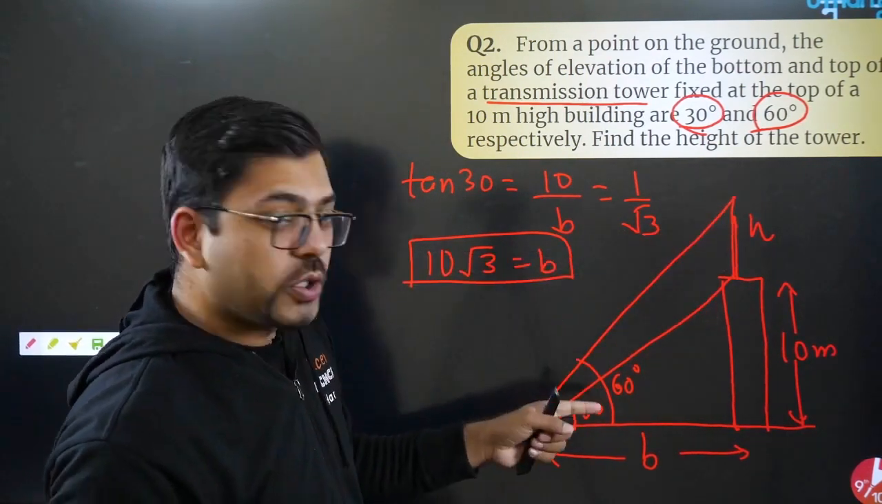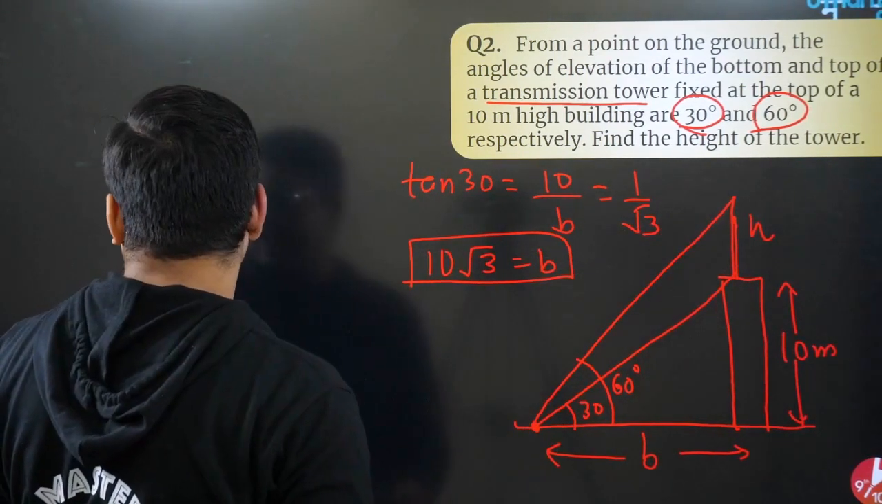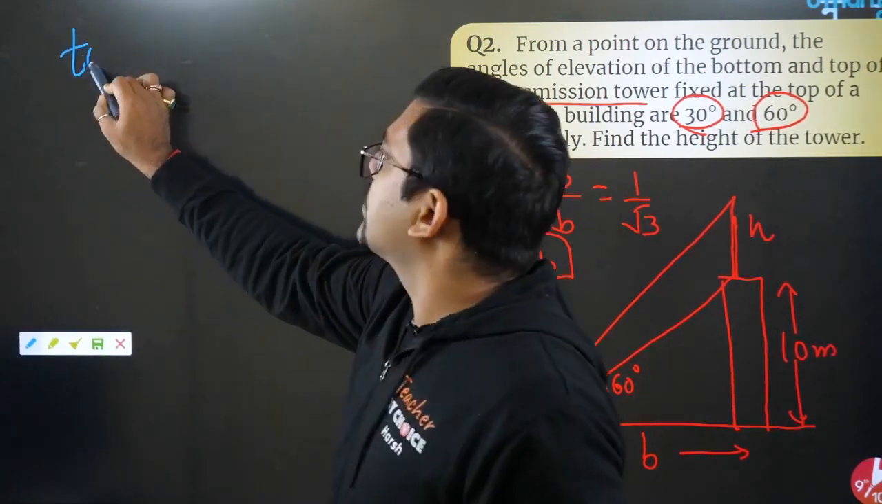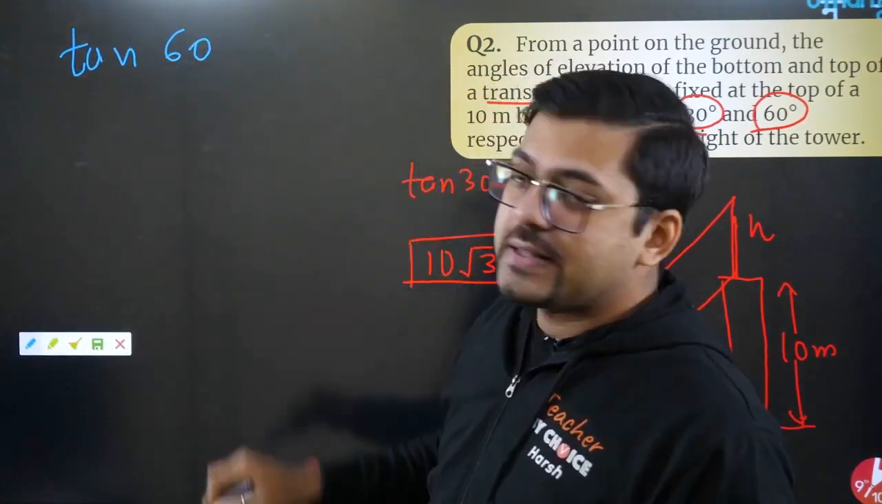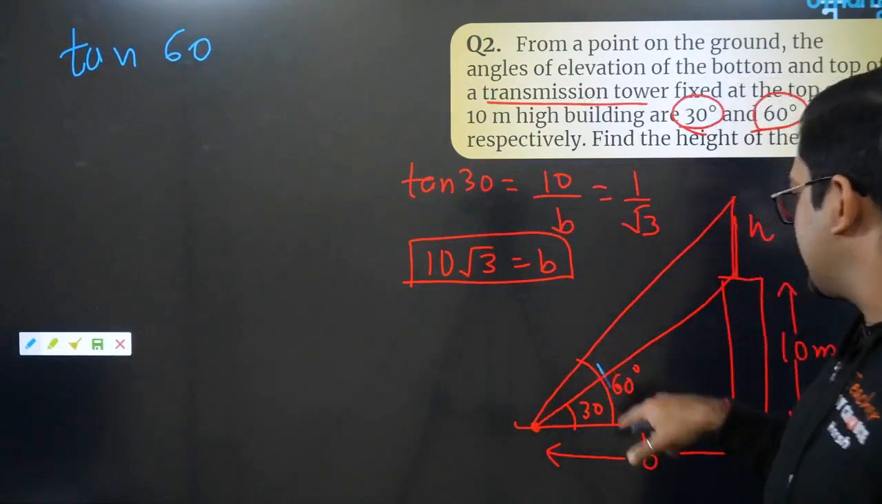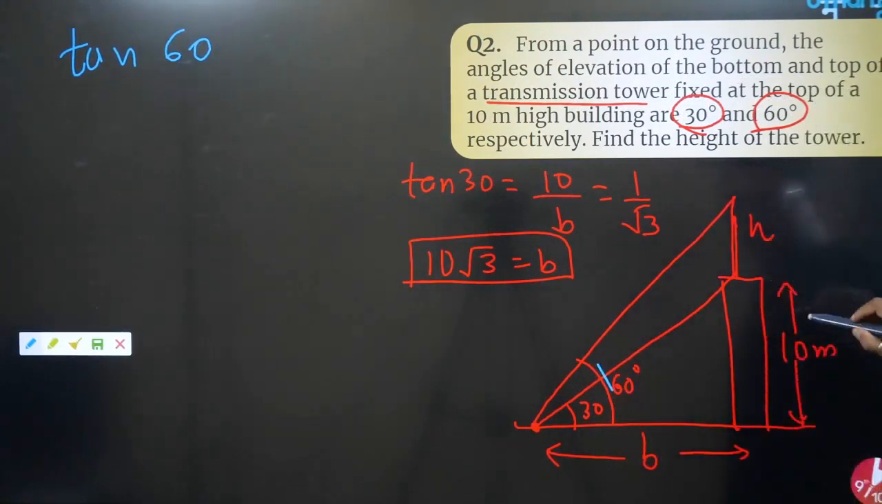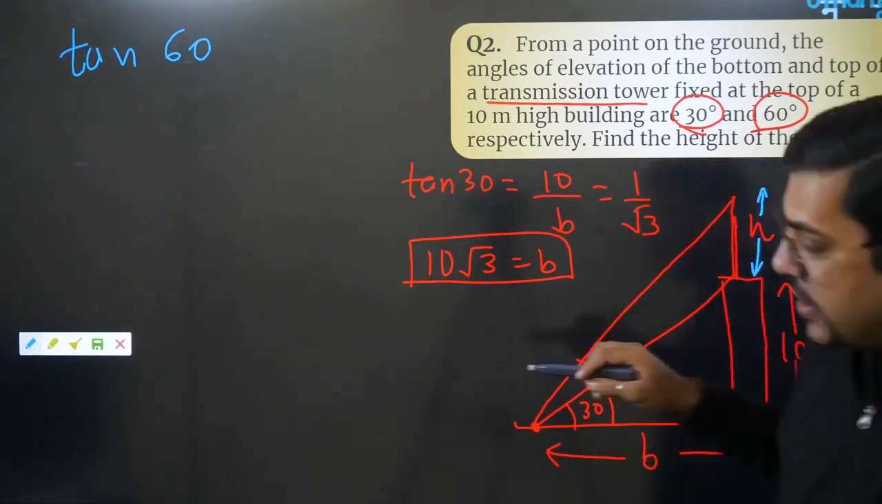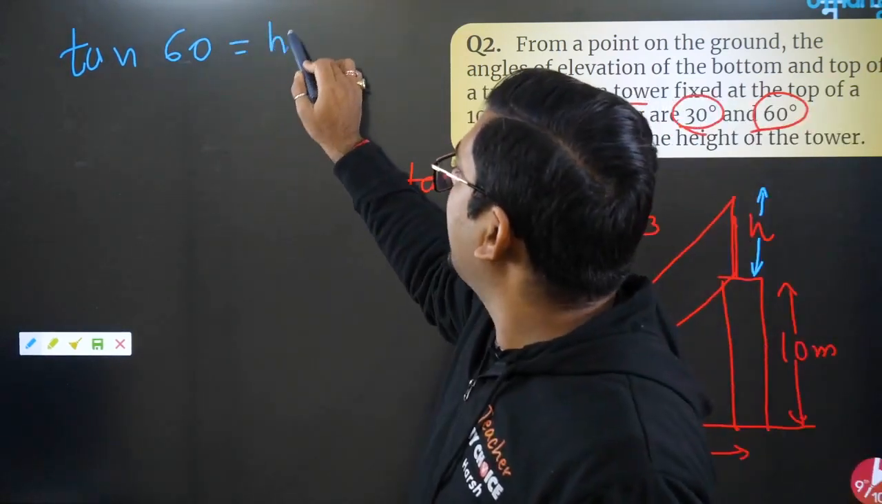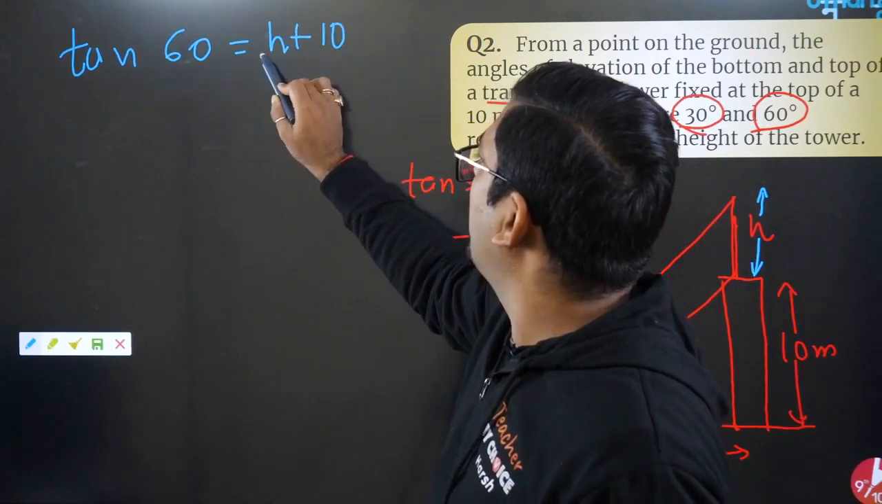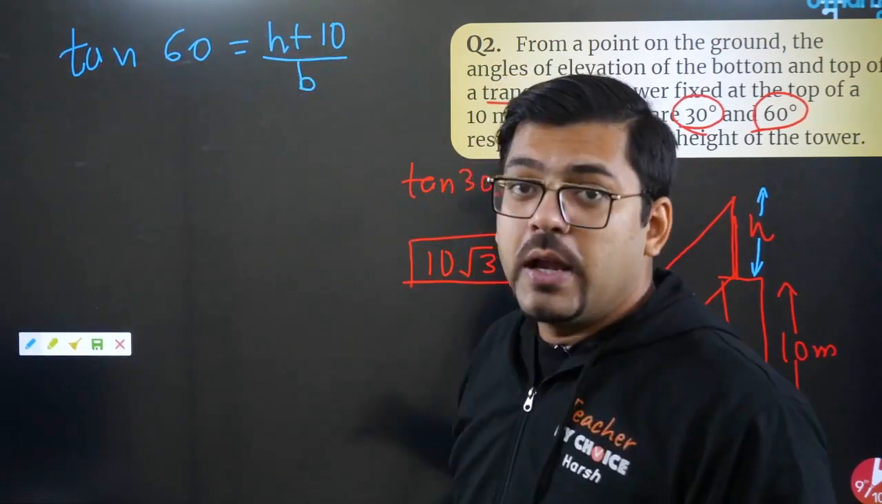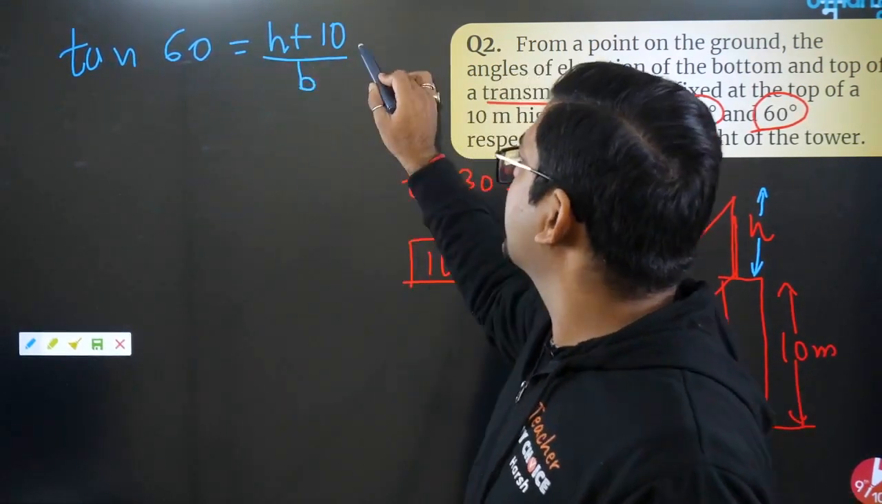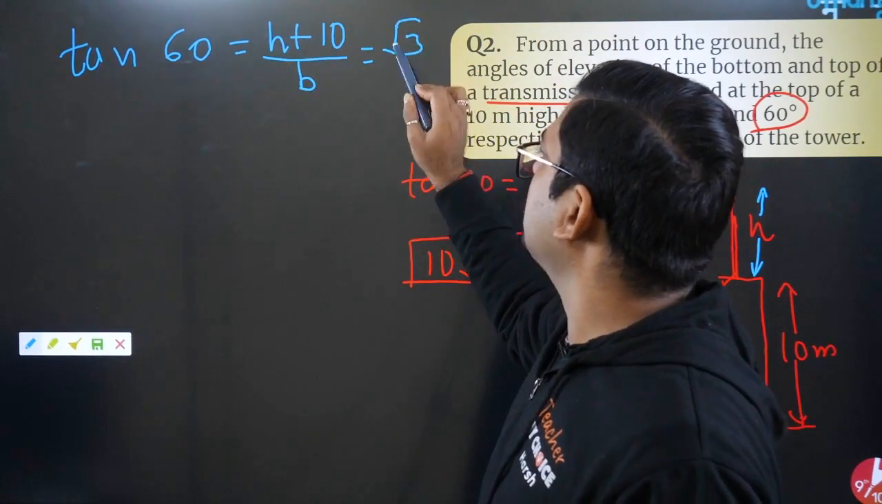So tan 60. You have to apply tan 60. Please apply that. See here, tan 60. If I apply tan 60, tan 60 is perpendicular, so perpendicular you will take h plus 10, h plus 10. So tan 60 is perpendicular, h plus 10 upon base B. Tan 60, we all know, is nothing but root 3.